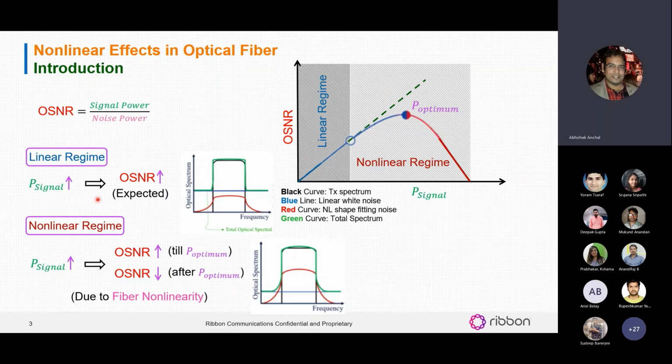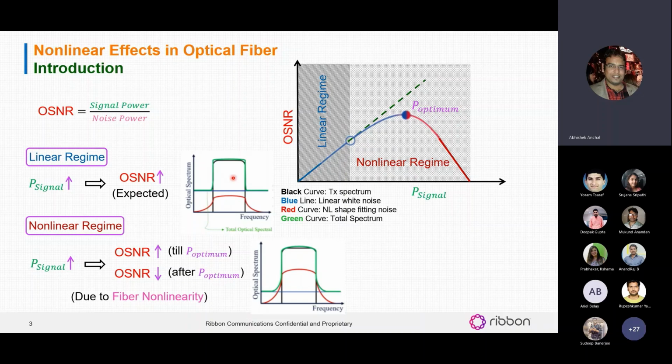As you see, the linear effect, which occurs only at lower power, consists of the noise coming from the ASE noise of the amplifier. At higher power, the nonlinear effect in the fiber starts to take place, which is more dominant than the linear one, and so the OSNR starts to decrease. We see this in terms of GOSNR in our system, and we have this metric as well where you can see this effect. Now, if you see the spectrum, the black one is the transmitted spectrum.